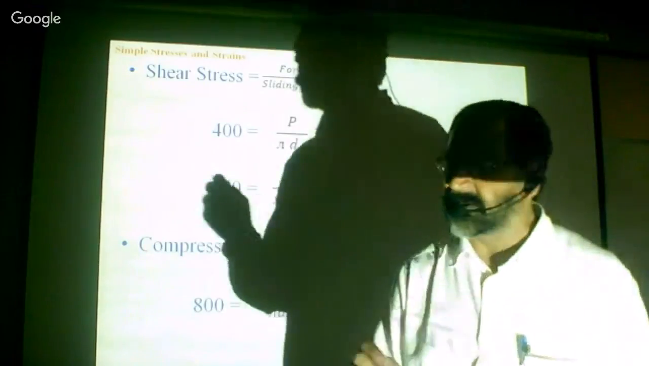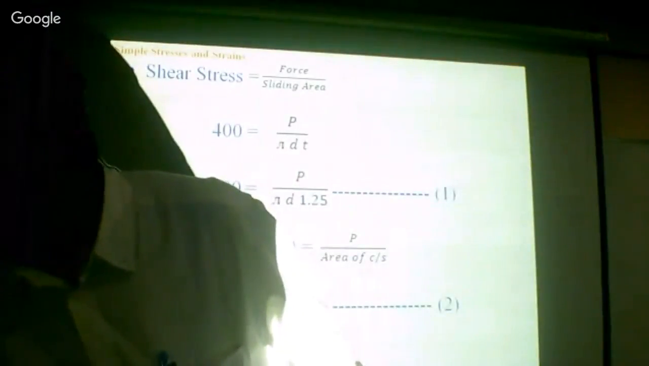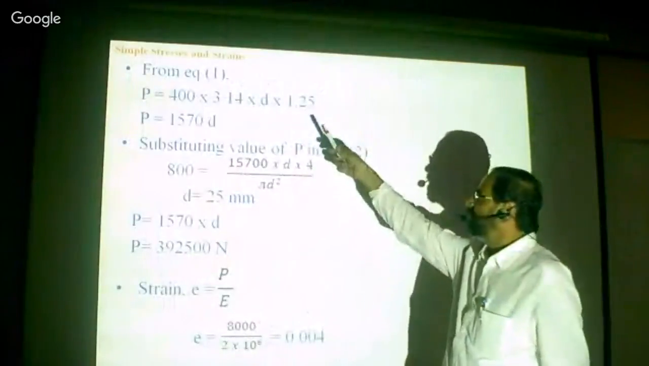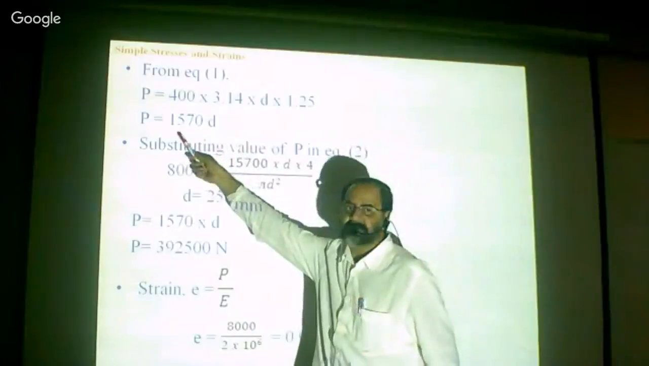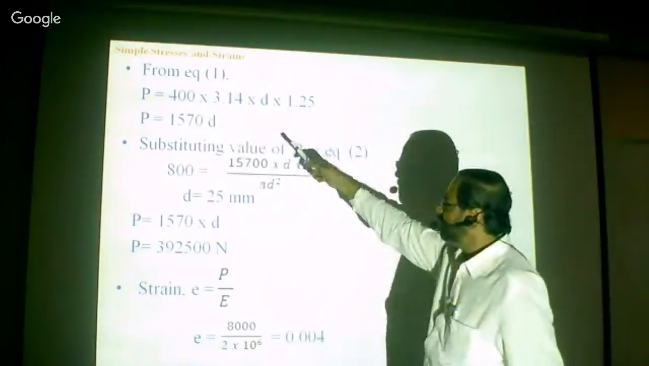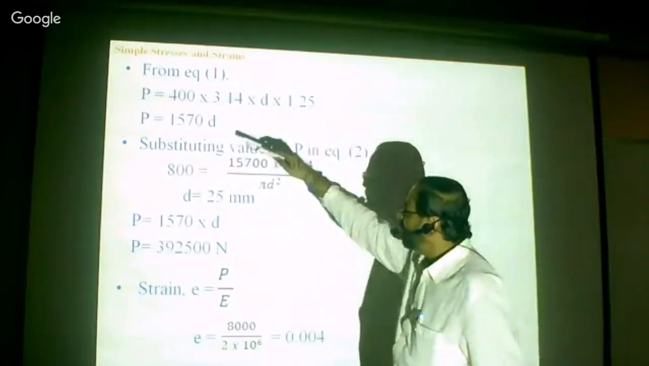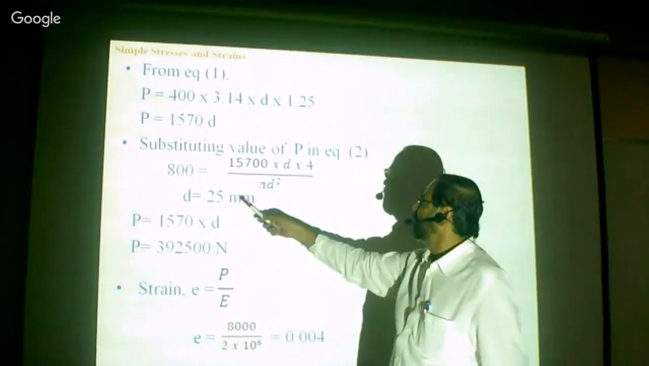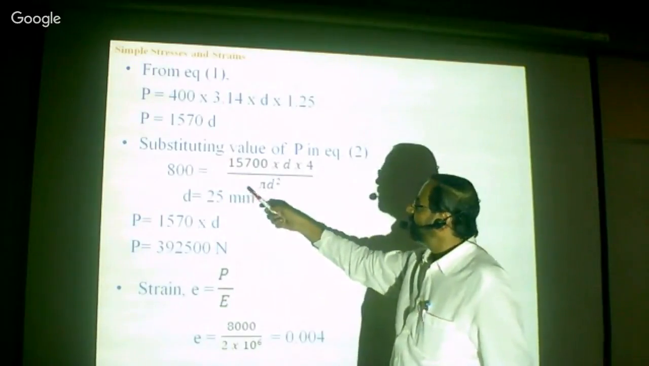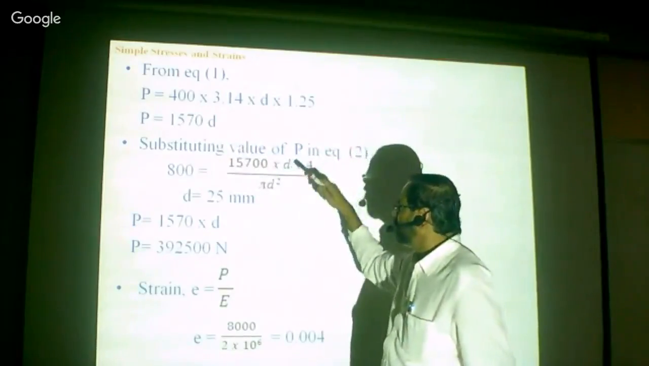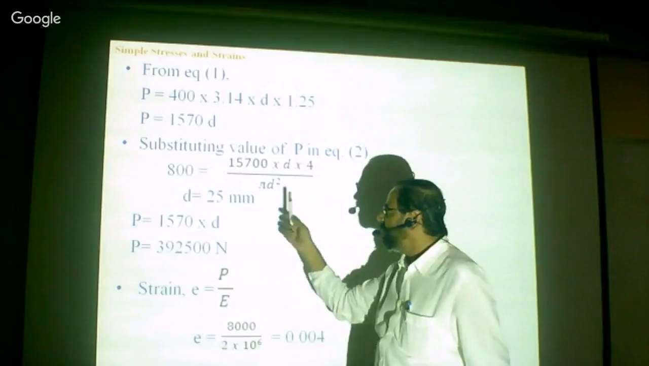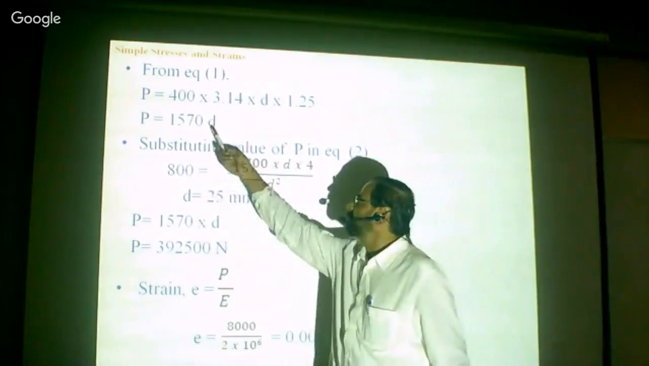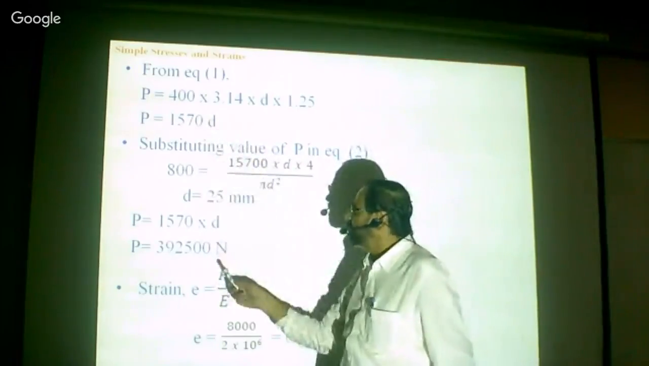There are many mistakes committed by our students. Please learn these things. From equation 1 we have calculated P in terms of D. Then in equation 2, substitute the value of P, and then we can calculate D. When you substitute the value of P into equation 2, we can calculate the diameter of the hole. Again go back and substitute the diameter, then we will get the total load.